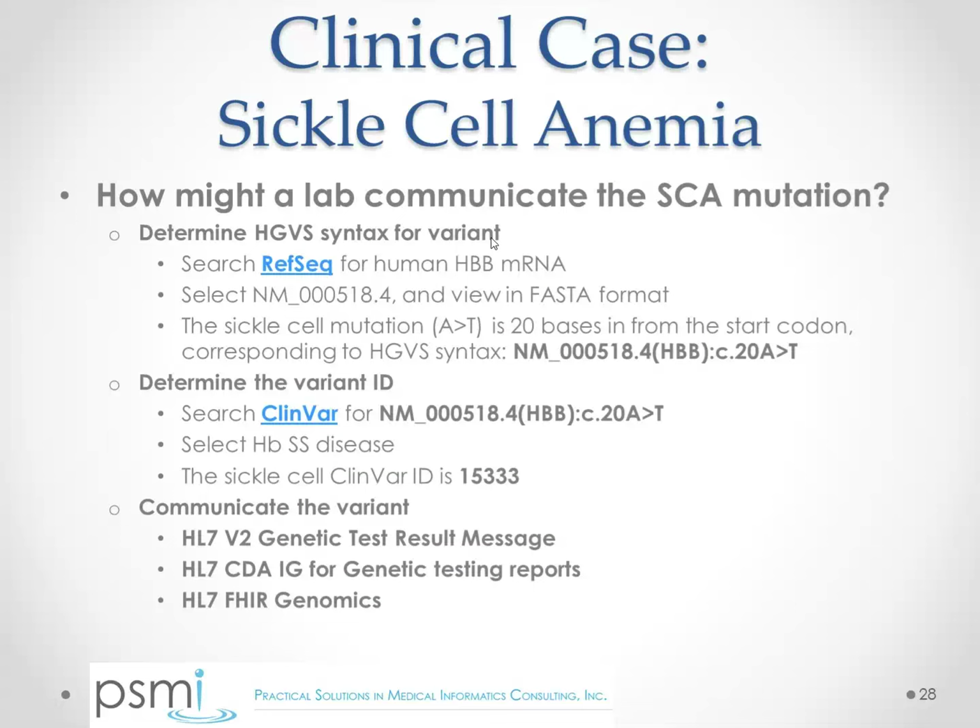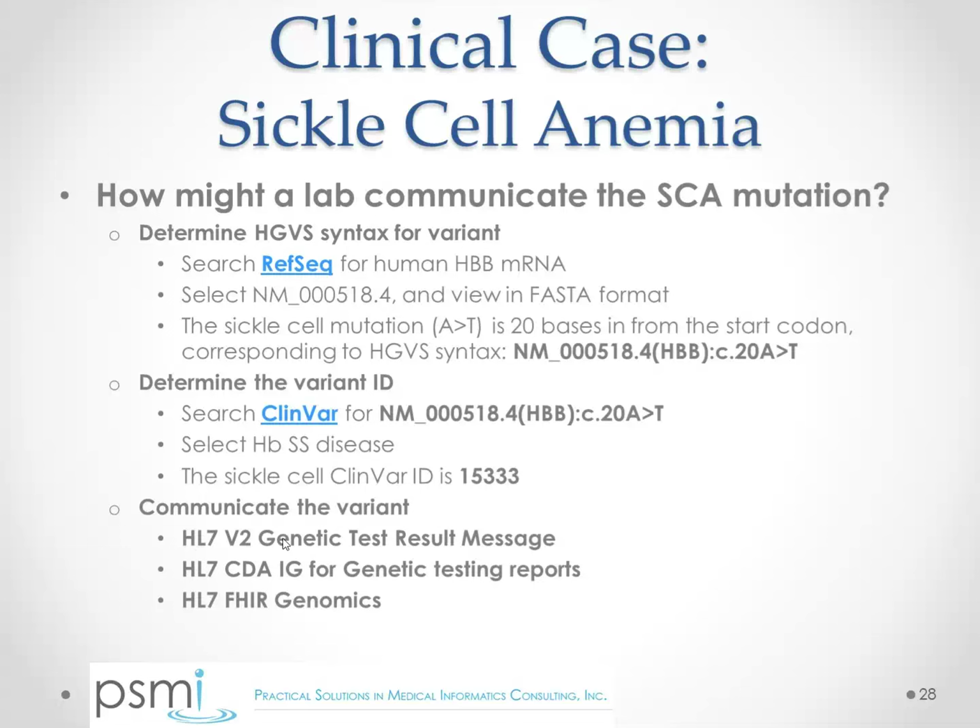So let's return to sickle cell anemia, and before talking about clinical interventions, let's talk about something simple like how would a lab communicate the mutation, okay? So what I want to do is walk you through the process of how we might determine what the mutation is, come up with an unambiguous, publicly recognized identifier for that mutation, and then communicate that variant.